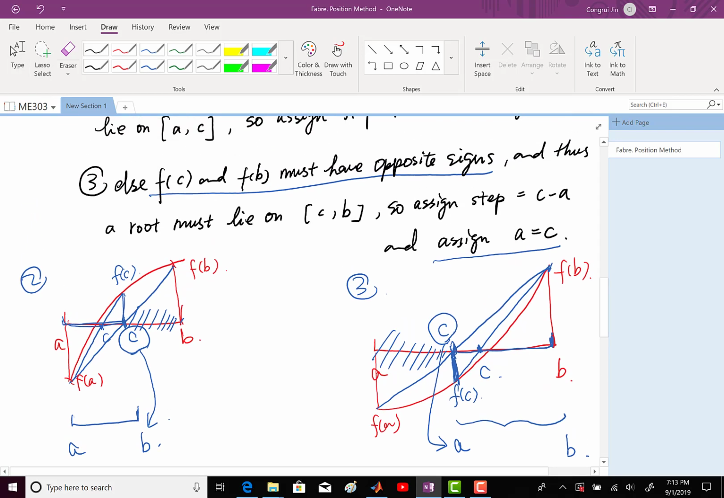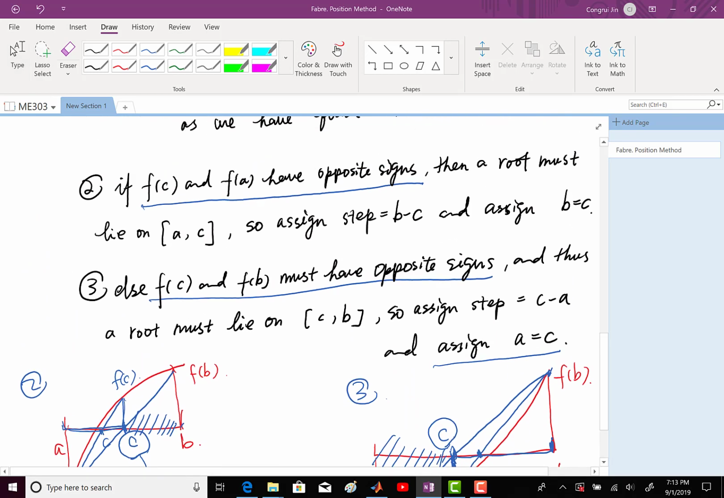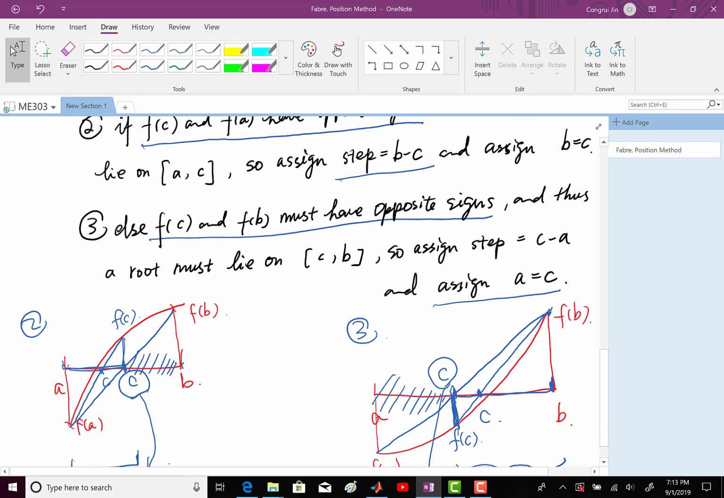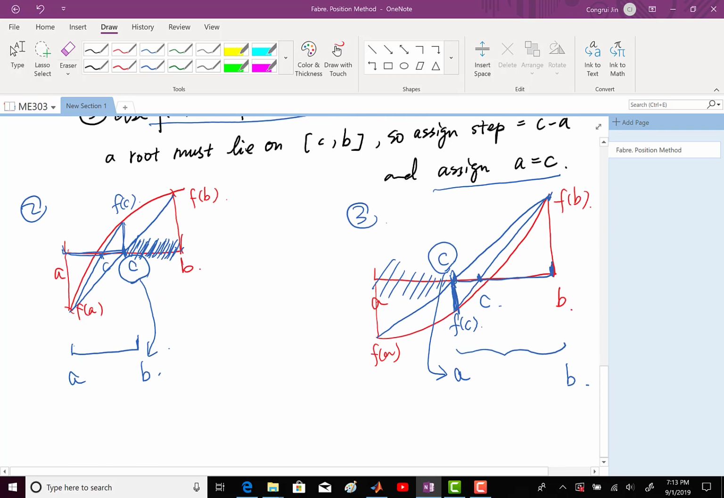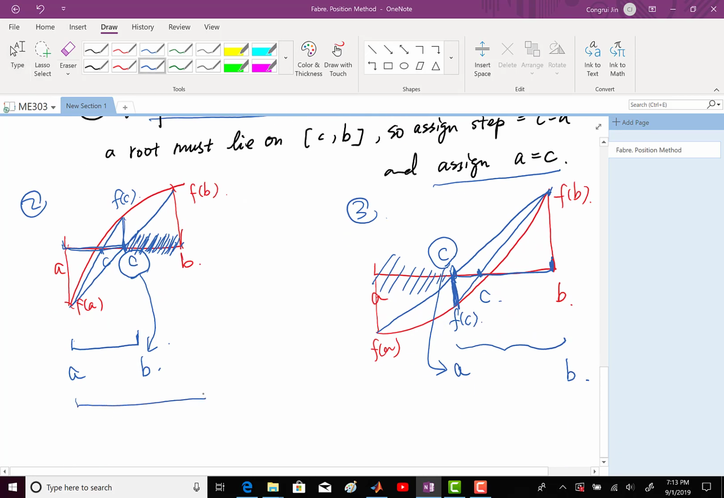So let me explain a new concept, which is step here. In scenario 2, step is equal to B minus C. So let's see, B minus C is the length of this part, right? Initially we have the interval A to B, right? After the iteration, the A to B is shrunk to here. And the length, how much it shrinks, is called a step, okay? So this step is equal to B minus C.